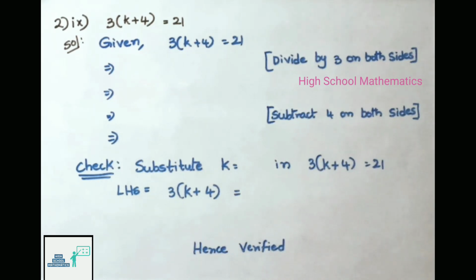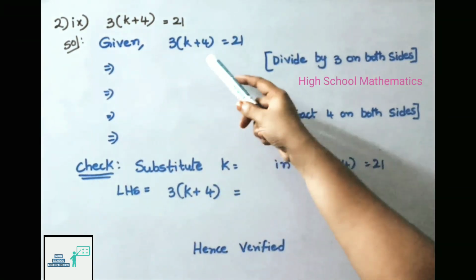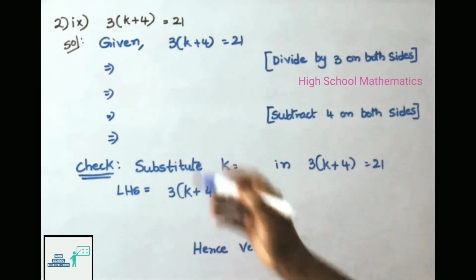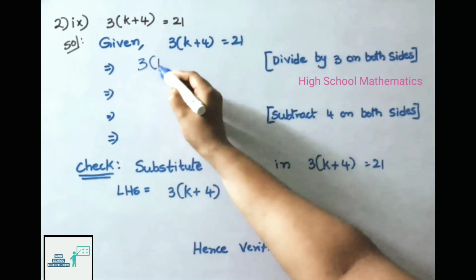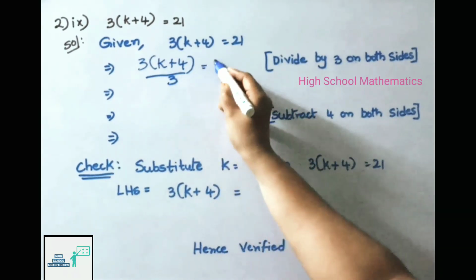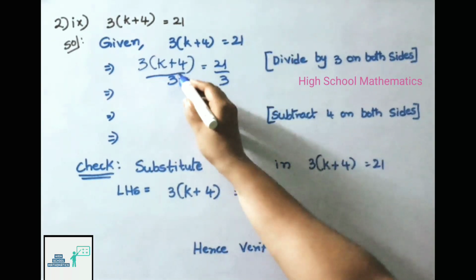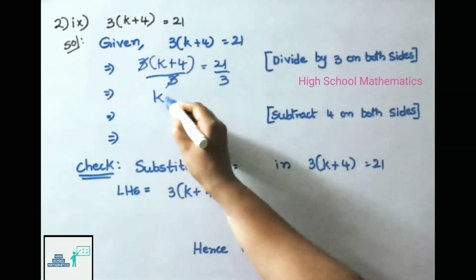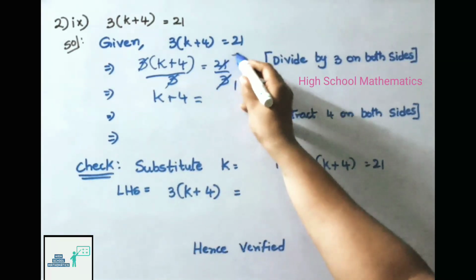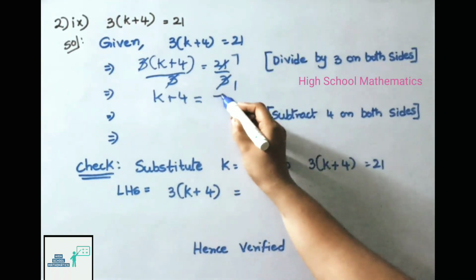See now second question 9th sum, 3 into k plus 4 equal to 21. Let us see the solution. Given equation is 3 into k plus 4 equal to 21. To remove this 3 we are going to divide by 3 on both sides. Let us write now 3 into k plus 4 by 3 equals 21 by 3. Here 3 cancel, write down k plus 4 equals 3 ones are 3, 3 sevens are 21. So 7 by 1 means 7.